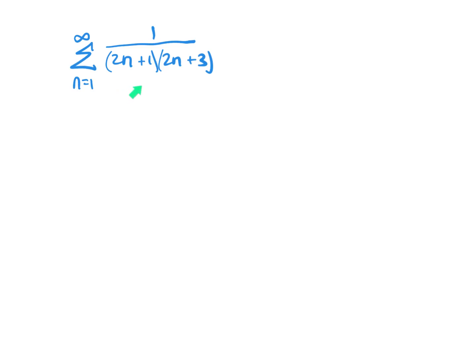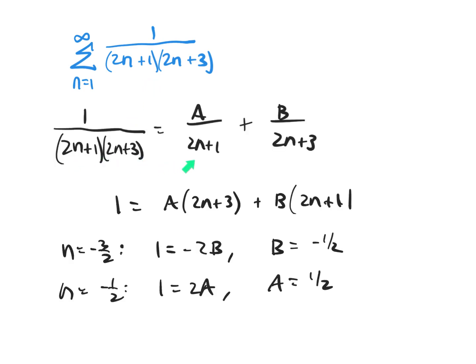What does a series converge to? You can expand it, but I don't know if you're going to be able to establish a rule for the nth partial sum. So when our denominator is factored, we might try partial fraction decomposition. So here's the partial fraction decomposition process. We find our A and B. We can rewrite this expression this way.